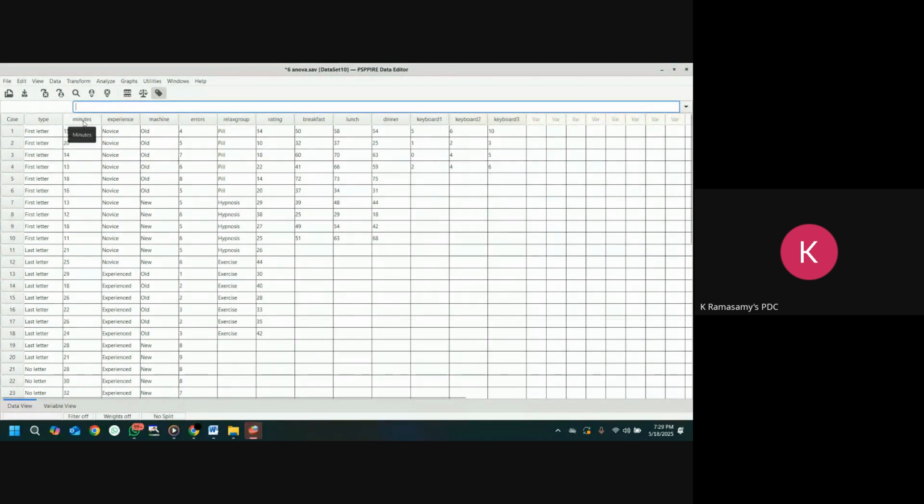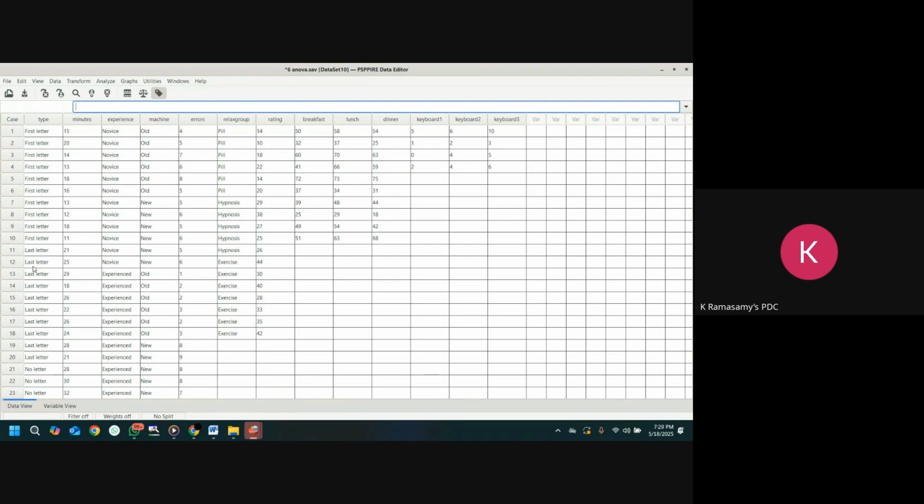So I have one dependent variable in numbers, and one independent variable which has more than 2 levels. Here I have 3 levels. In this case, I go for one-way ANOVA. What is the hypothesis? There is no significant difference between the first letter group, last letter group, and no letter group in the number of minutes they have taken to complete the task. This is my hypothesis.